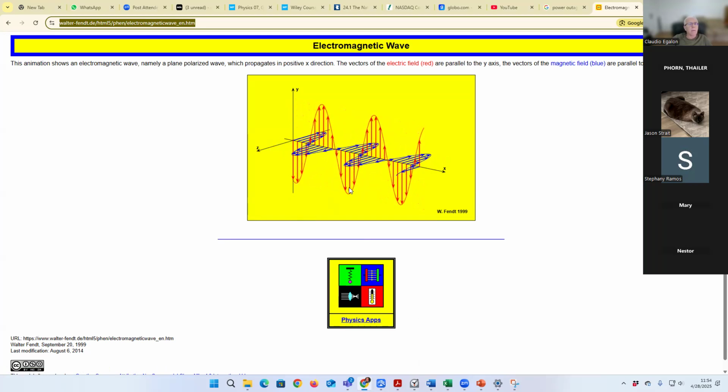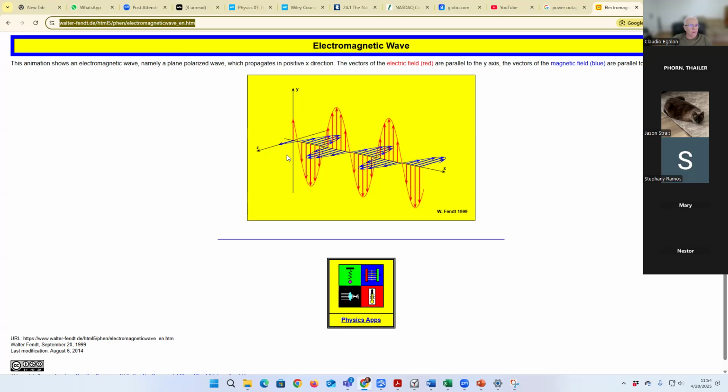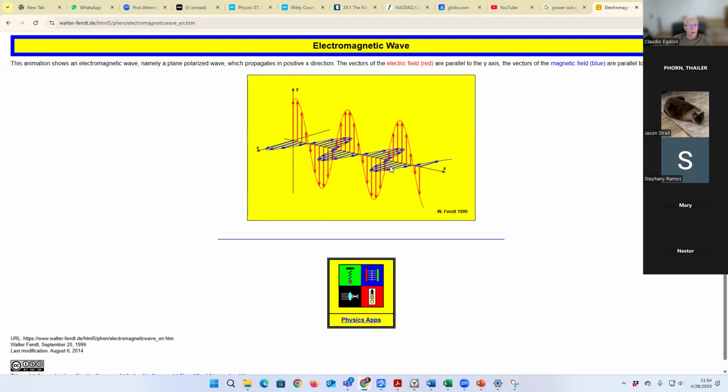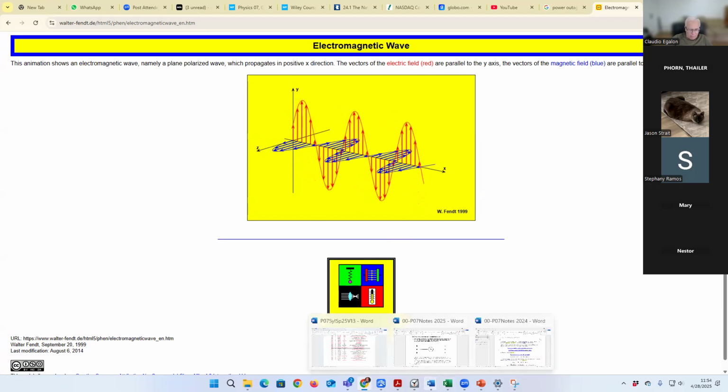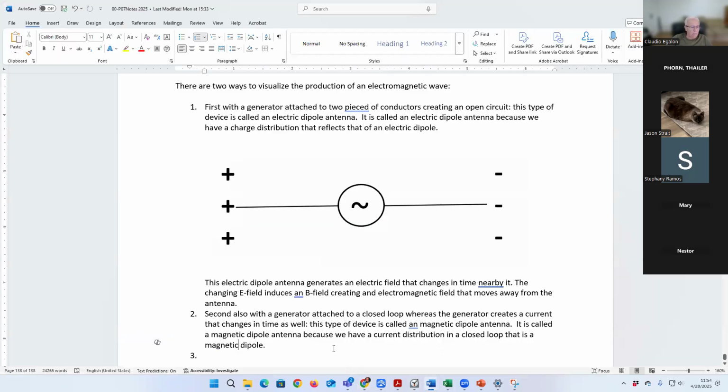Which presumes that the antenna is farther to the left, further away to the left. Let's see if I can change that. No, I cannot change the velocity of the thing. Okay, so let's write that down, everything that we cover here.